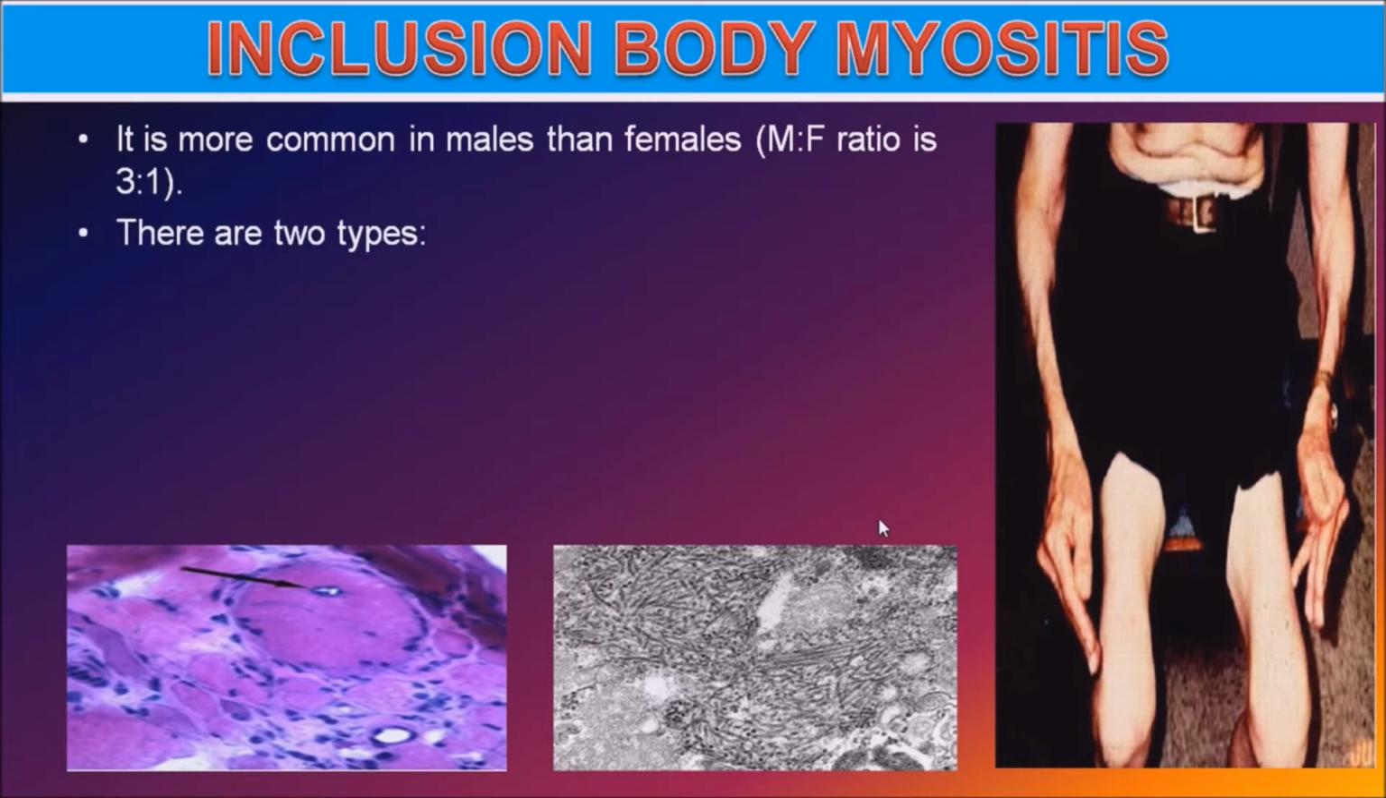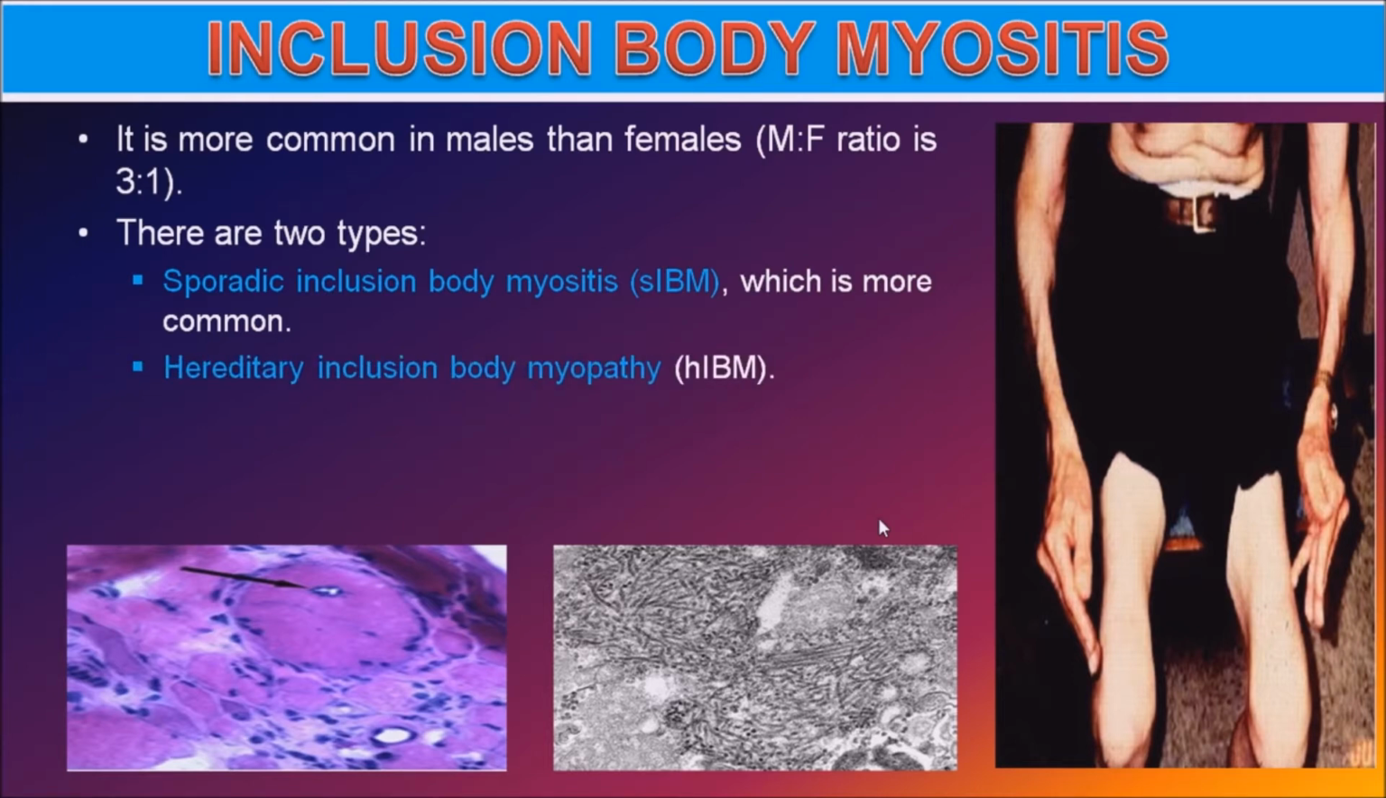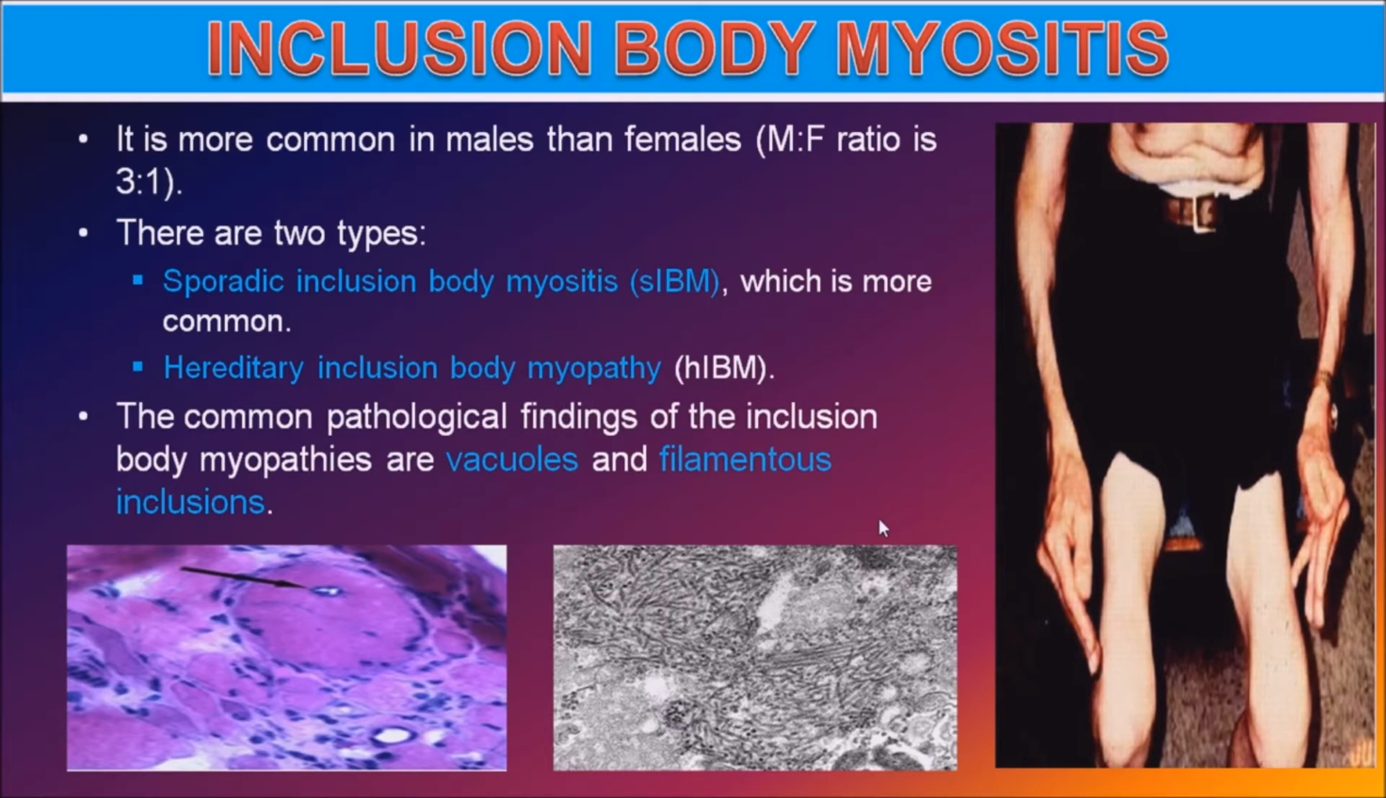There are two types: sporadic inclusion body myositis, SIBM, which is more common; hereditary inclusion body myopathy, HIBM. The common pathological findings of the inclusion body myopathies are vacuolar and filamentous inclusions.